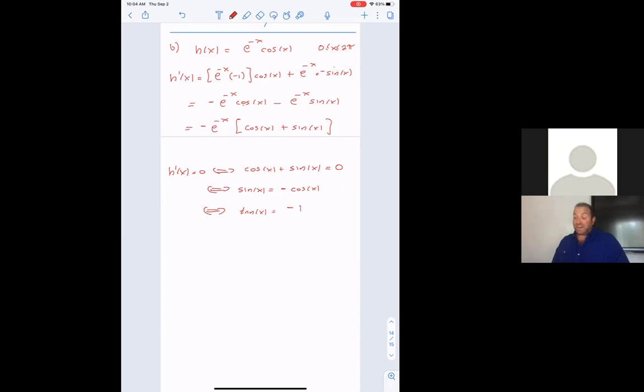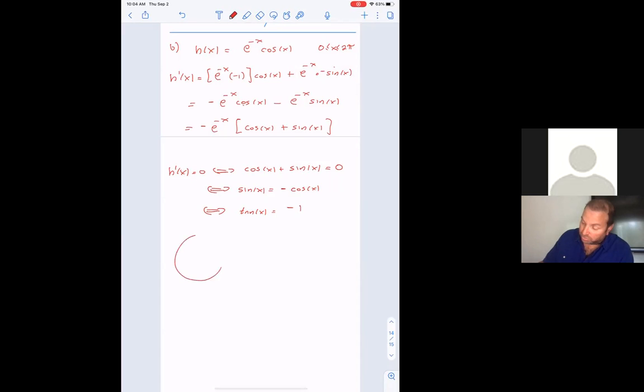And I did that by dividing by cosine of x on both sides. Of course, you have to be careful there if you're going to divide by cosine of x, because you don't want to divide by 0. But if cosine of x is 0, sine of x can't be 0. So there's no solution when cosine of x and sine of x are both 0. I don't have to worry about it.